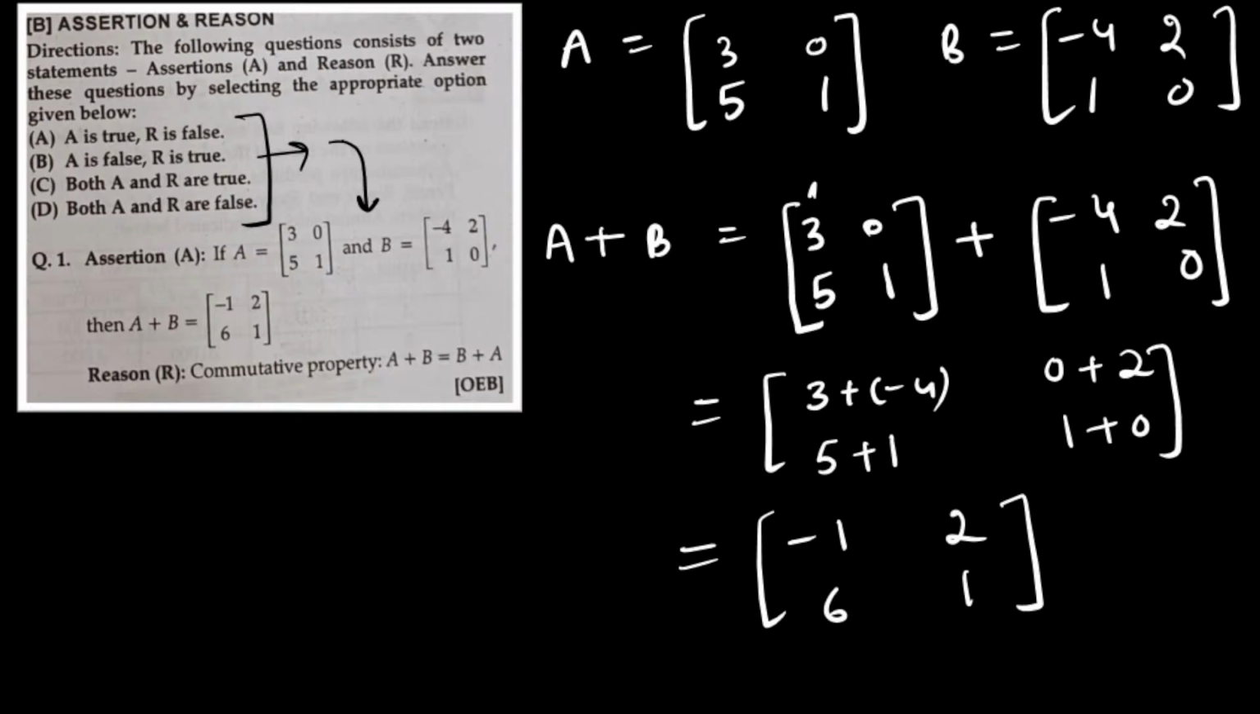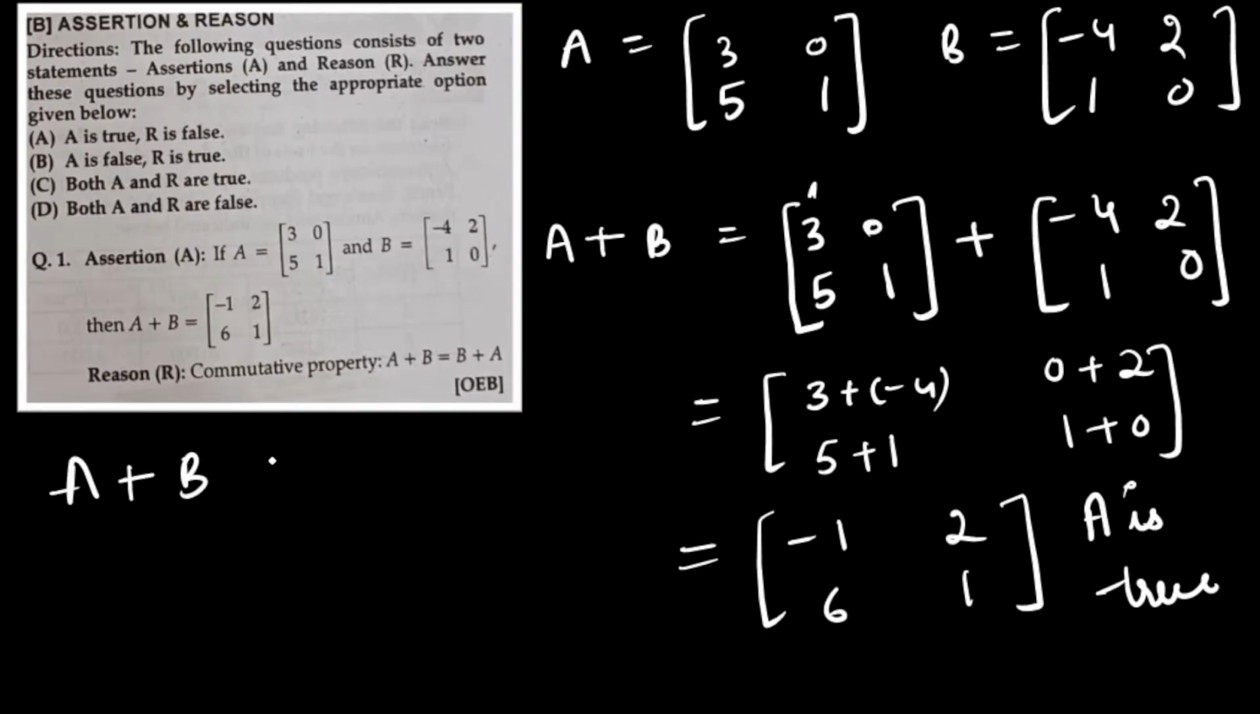Yes, so this is what they have also given. The same thing they have given: A plus B is equal to this. So that means A is true. A is true. So commutative property: A plus B is equal to B plus A.